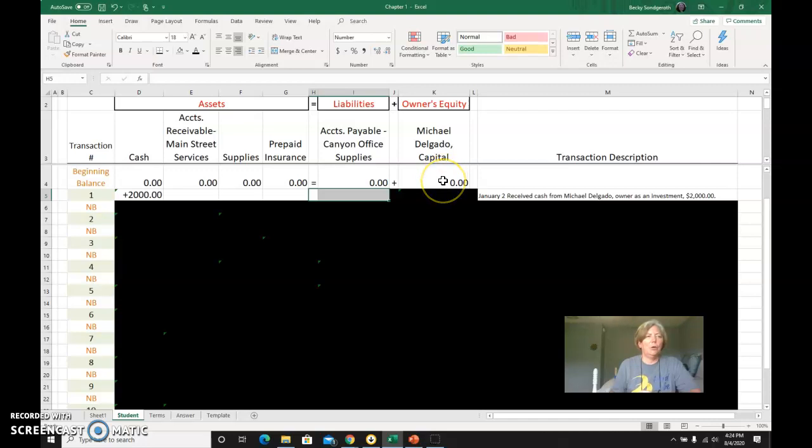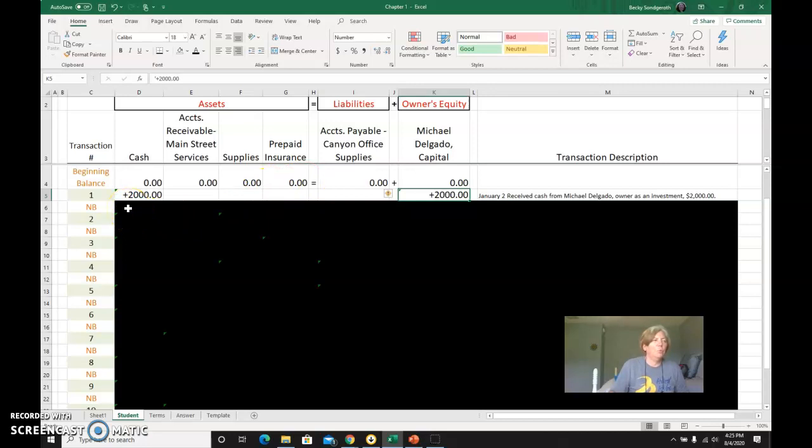So he had no claim to the assets before this transaction. Once he gave $2,000 to the business, he has a claim to get that $2,000 out if the business went under right after this transaction or down the road. So that means it's going up. Up $2,000. So I have identified the two accounts that are affected. I classified them as asset and owner's equity.